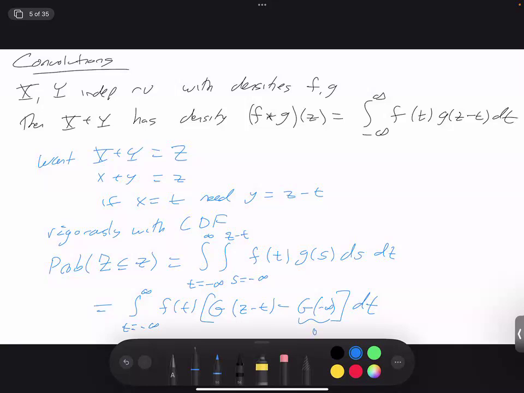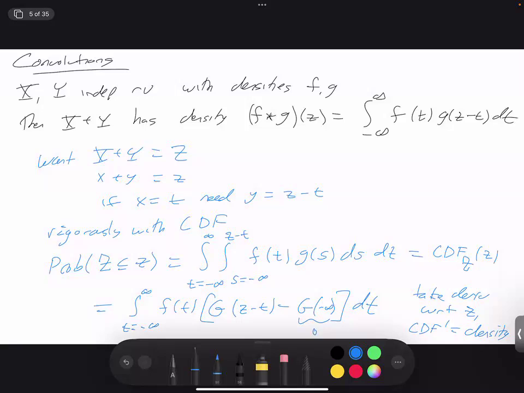And then this is going to be the cumulative distribution function of the random variable Z at z. And now you just take the derivative with respect to z. The derivative of the cumulative distribution function is the density. So this is one of the reasons why convolutions are so important. If you have independent random variables, the density of the sum is the convolution.